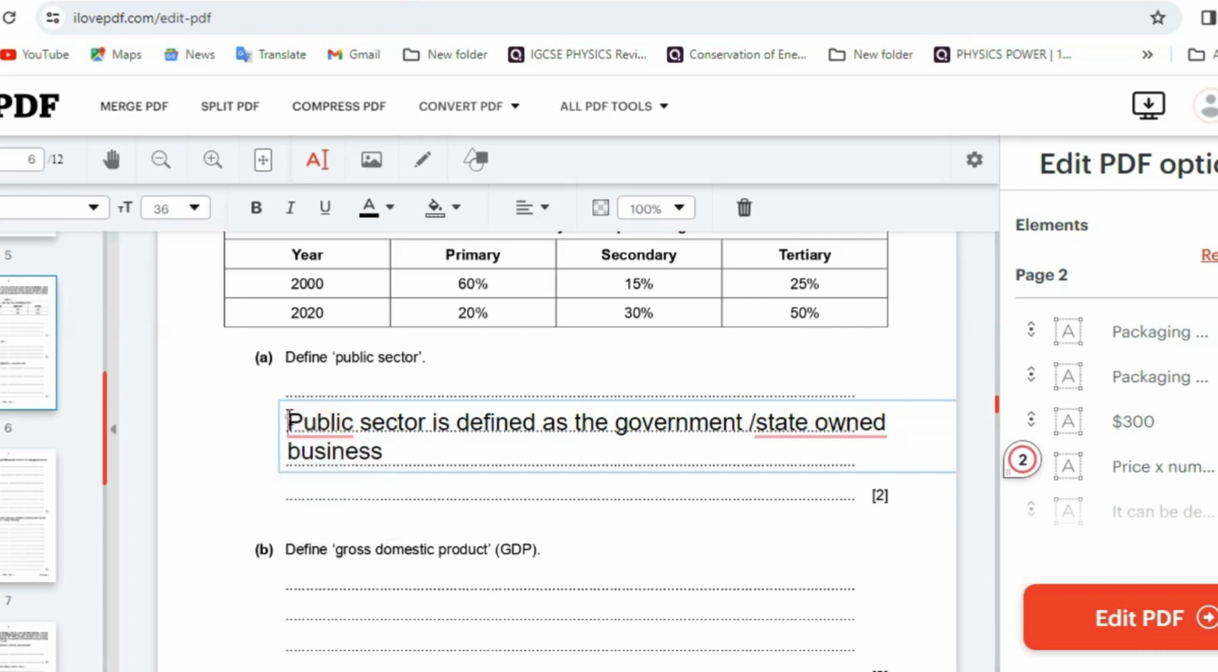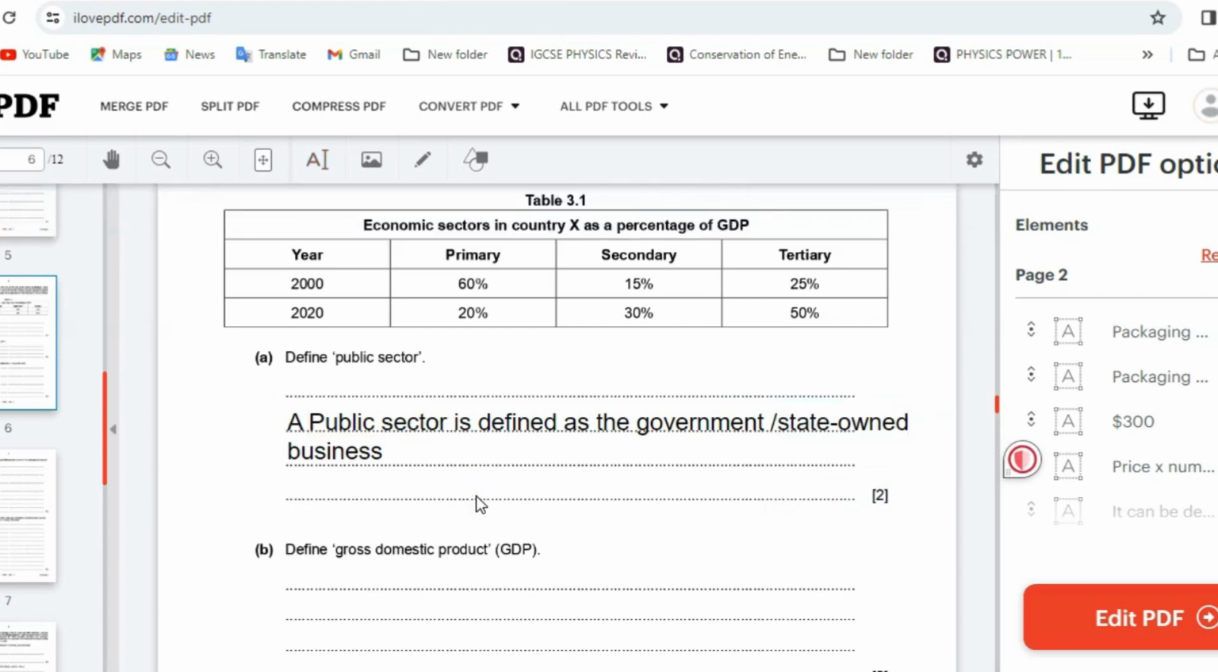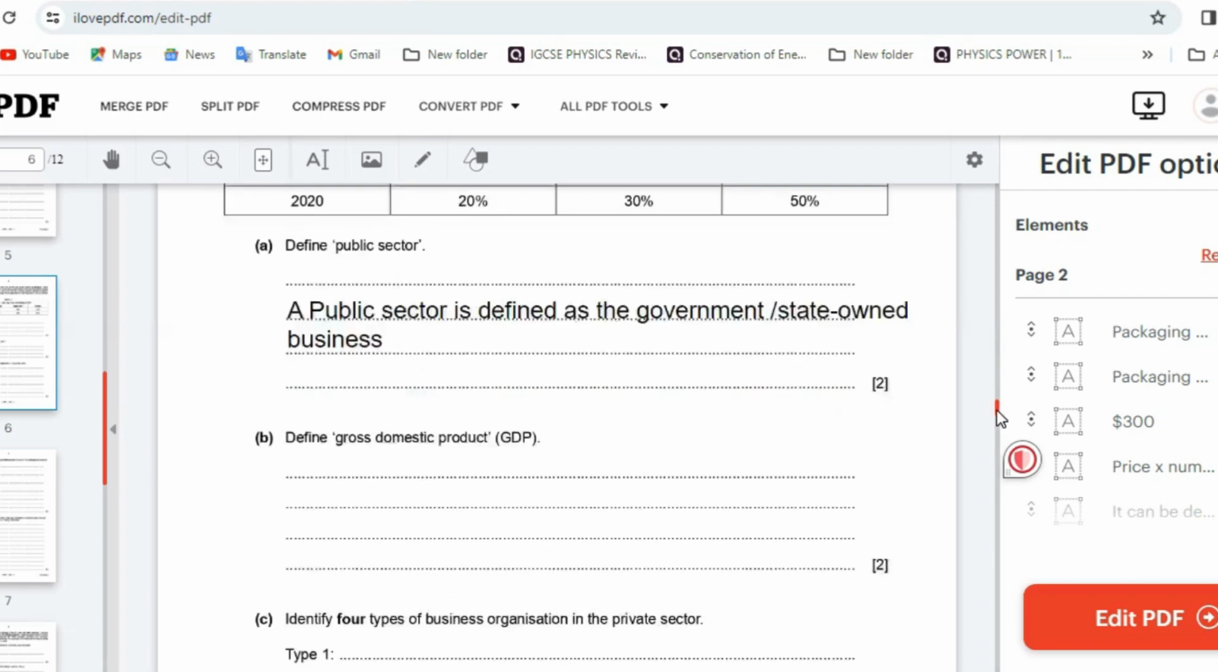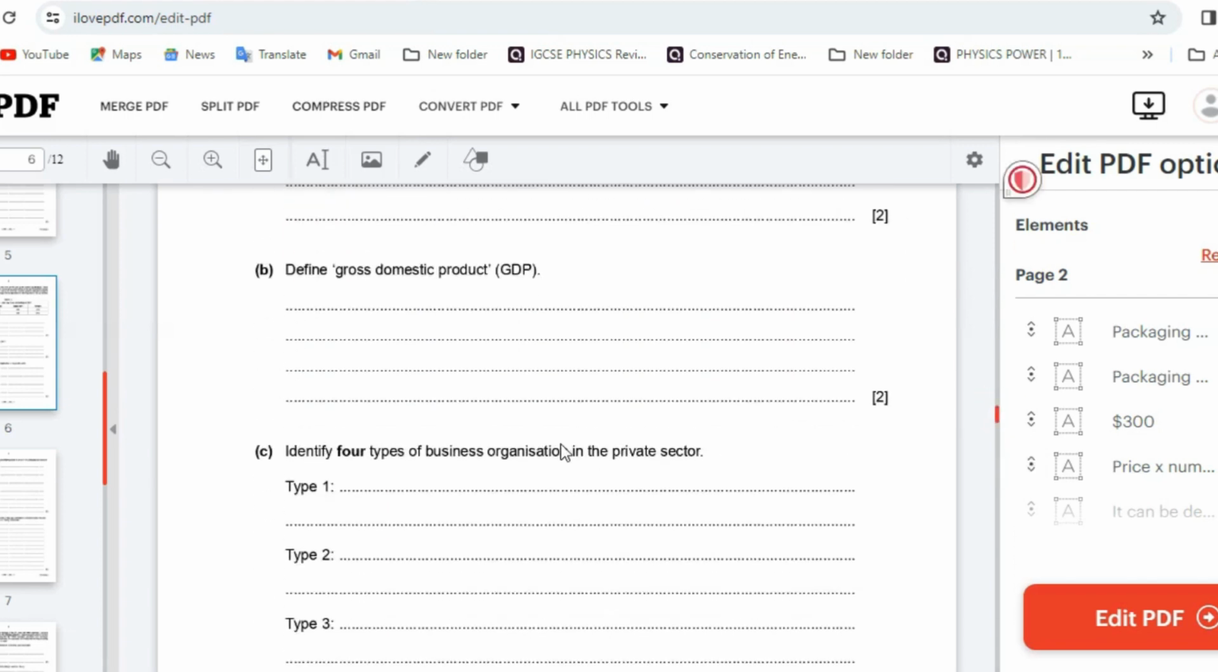The public sector is defined as the government or state-owned business. That's your definition. Now the second question says, define gross domestic product. What do you understand by GDP? That is gross domestic product. Can you define that? It is the total value of output of goods and services in a country within a specific period of time, which is usually 1 year.